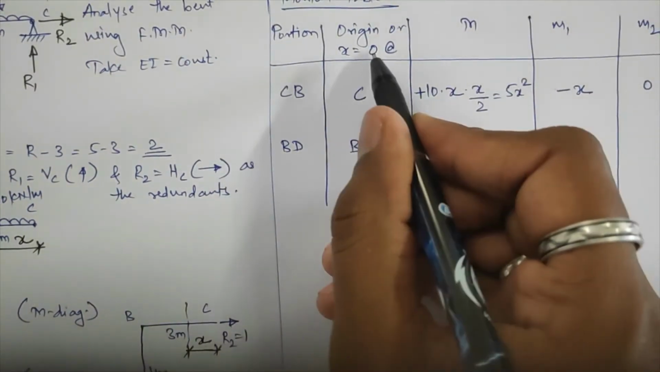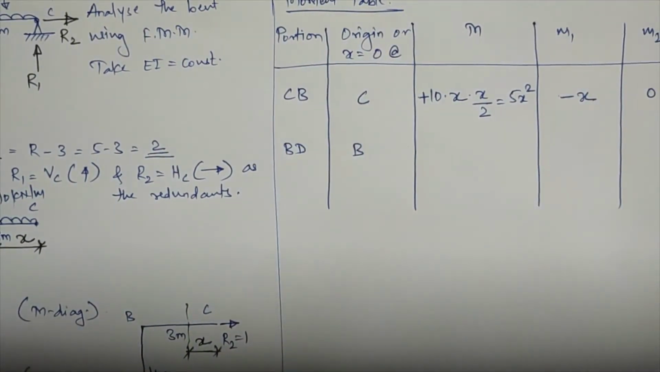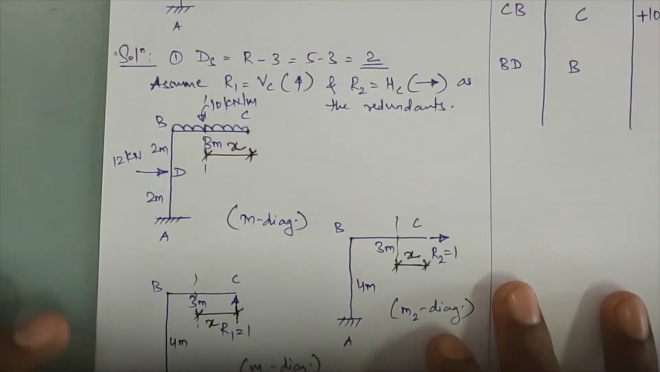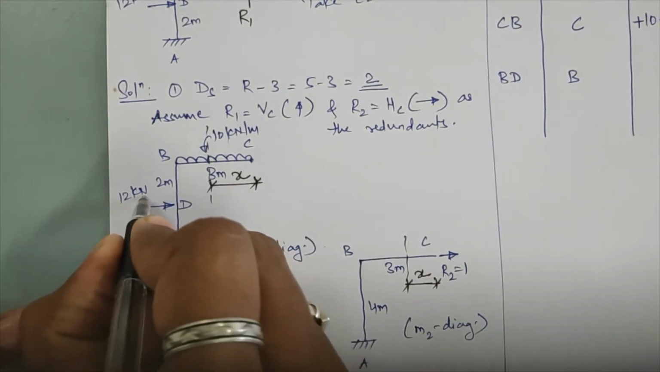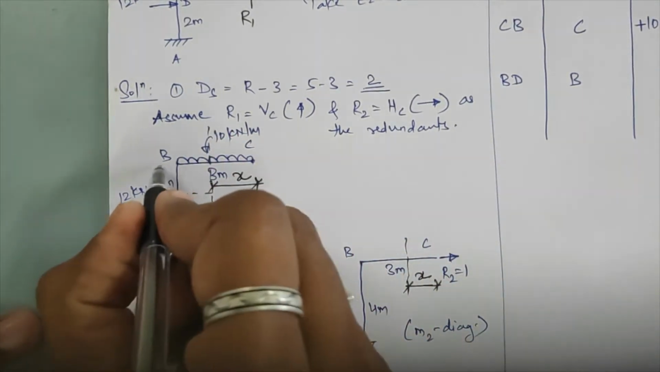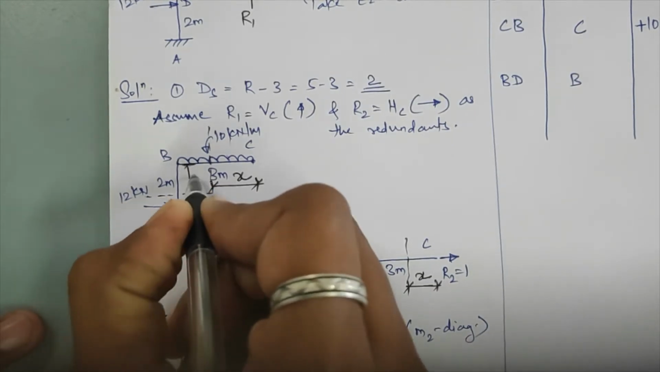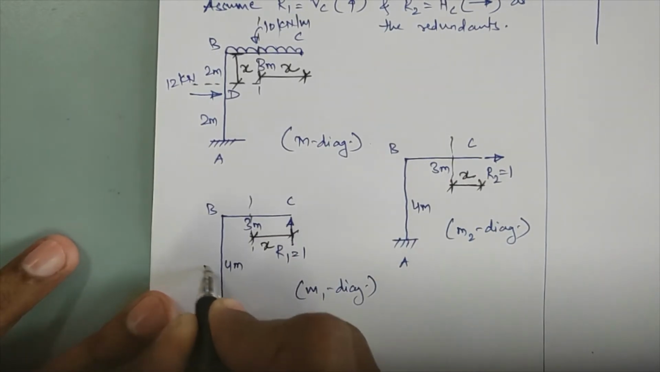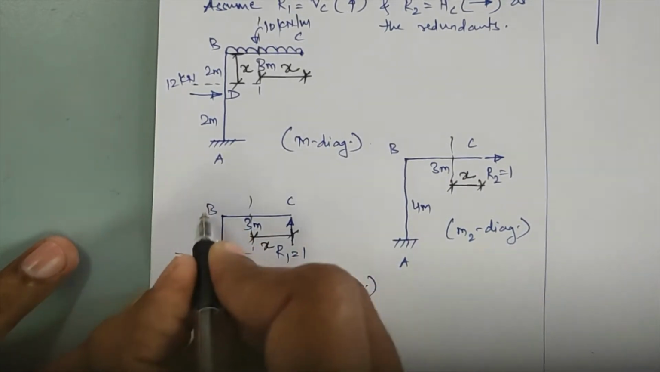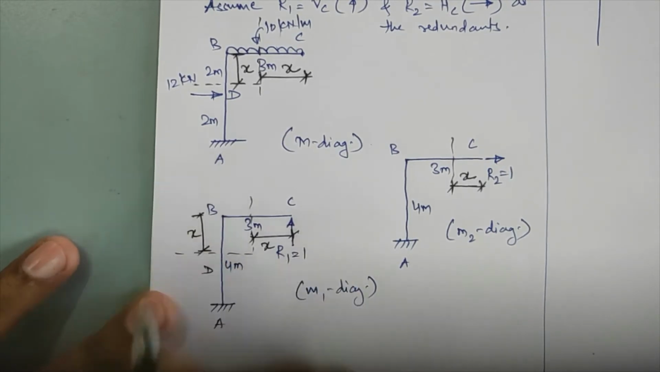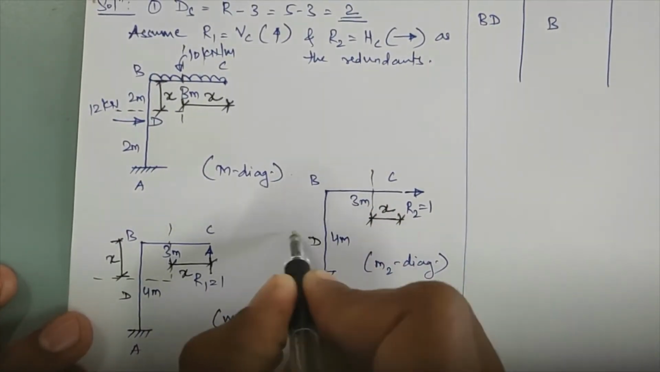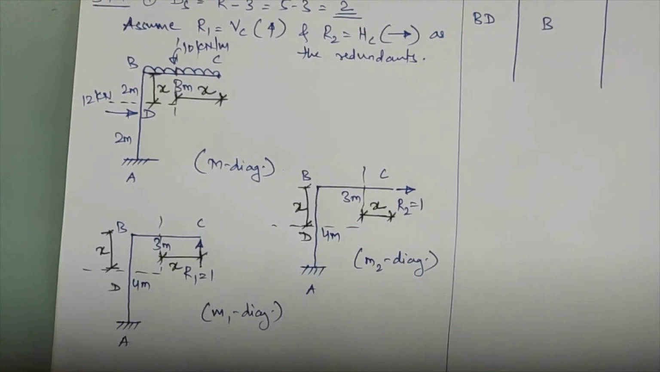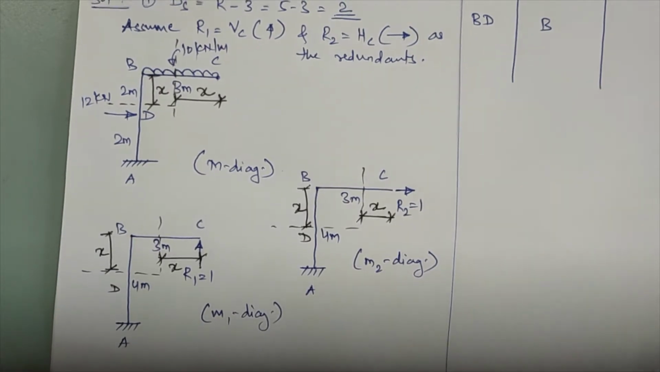That is, x will be equal to 0 at my point B. So I'll again cut the sections in portion BD, keeping B as my origin. Here I am cutting the first section in the portion BD, which is again at a distance x from your origin point. Same way, here somewhere is D. So I'll cut the section in portion BD, which is again at a distance x over here, and same way in the M2 diagram also I'll cut this section at a distance x. Okay, so these three sections I have done.